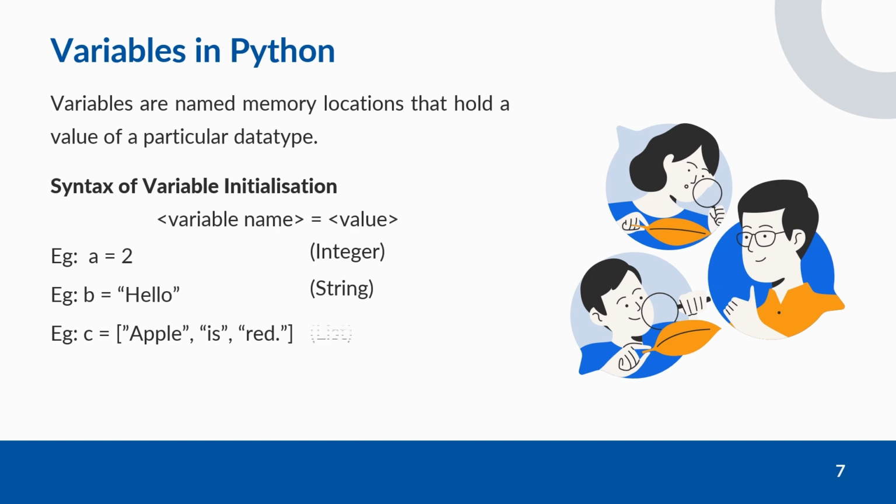The slide on the screen shows the syntax of assigning a value to a variable, and towards the bottom, three examples of variable initialization are provided. Pause the video if needed and read through it to get a clear idea of how a variable initialization should be done.